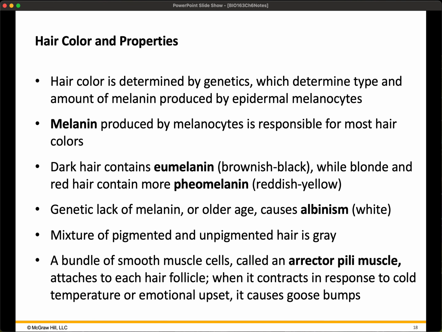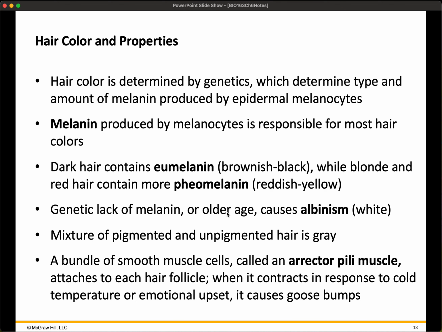Okay, hair color and properties. So hair color, like skin color, is determined by genetics. That determines the type and amount of melanin produced. You have the same thing, eumelanin and pheomelanin, like we had in our skin. So eumelanin, the brownish black, pheomelanin, the reddish yellow. And so you have different combinations of these all throughout your hairs that give it its natural color.